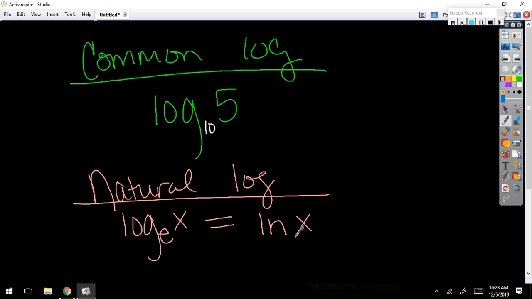All right, so those are your two very basic kinds of logs, the most common kinds of logs we use. Remember, if there's not a base written, because math is known for all the imaginary things, if there's not a coefficient, it's a 1. If there's not an exponent, it's a 1. If there's not a root, it's a 2. If there's not a base, it's a 10.